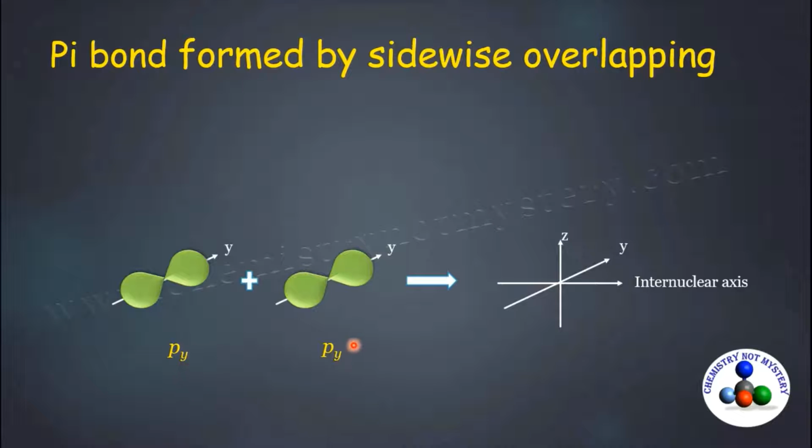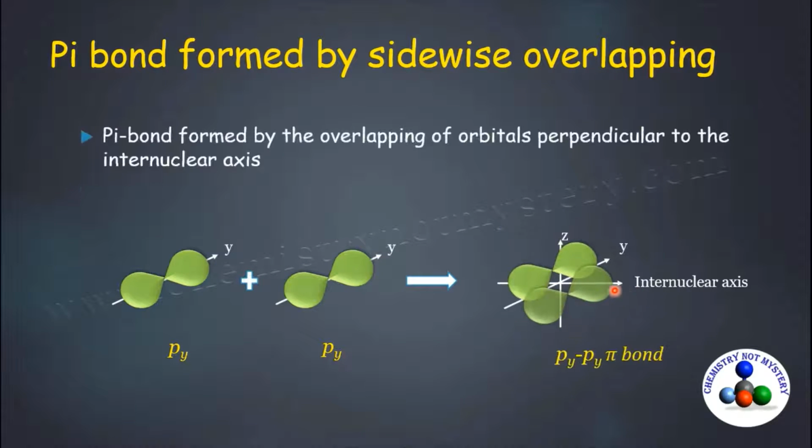When py and py orbitals overlap, they overlap perpendicular to the internuclear axis. This is the internuclear axis and the y-axis is perpendicular to this internuclear axis. It results in the formation of a py-py pi bond. So whenever a pi bond is formed, it is formed by sidewise overlapping.